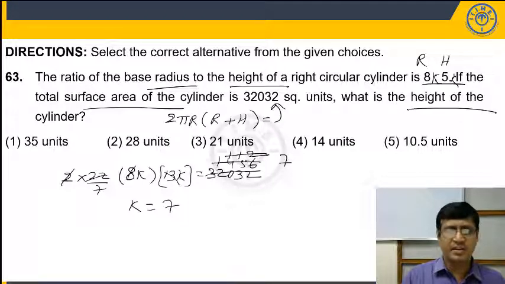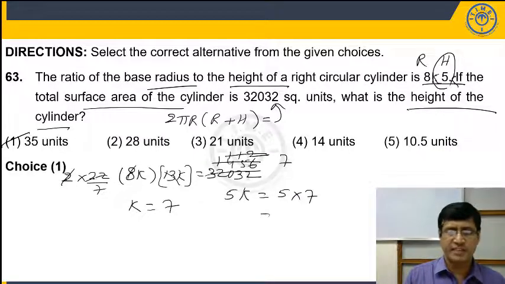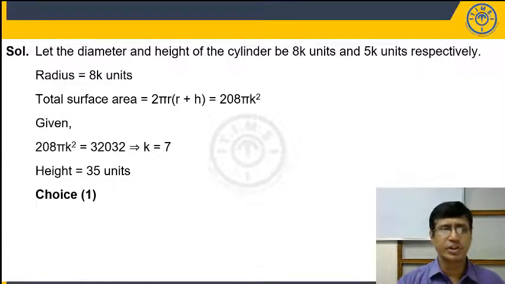What is the height of the cylinder? Height of the cylinder means it is 5K. So 5K is the height of the cylinder. 5 into 7, it is a 35. So 35 is the answer. Option number 1, first choice is the right choice. Am I clear? Now, look at the type of solution here.